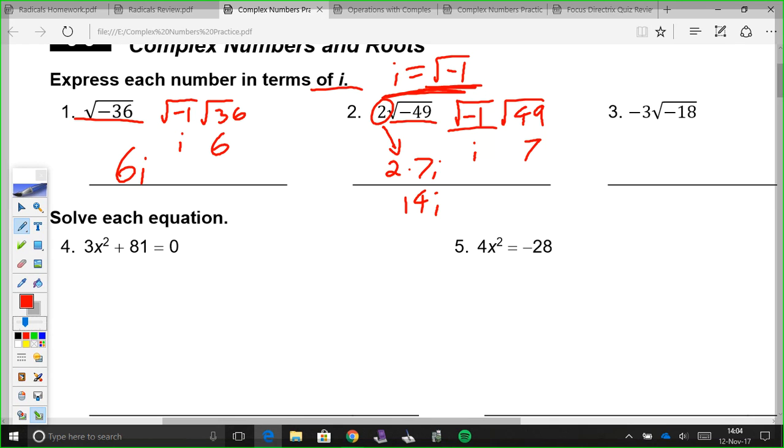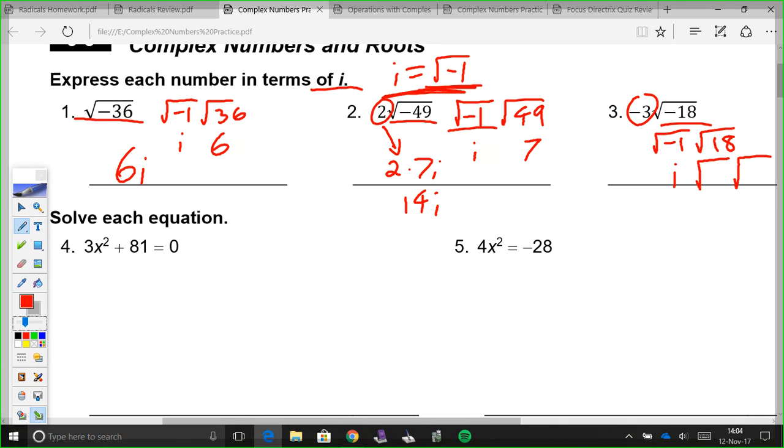All right, and number 3 is the same idea. We have the negative 3 on the outside, which again, we will use at the very end of the problem, just like we used 2 in the last problem. We'll multiply it at the end. But now let's again focus our attention on separating my negative from my 18. So again, that square root of negative 1 is something we're going to call i. Now I have to simplify the square root of 18.